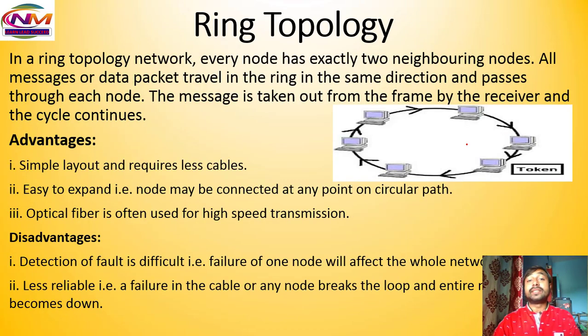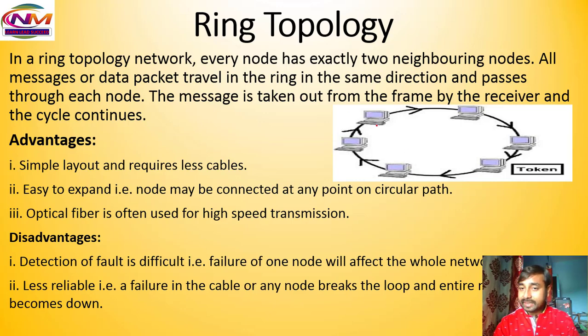This is the third one. This is called ring topology. As you can see, the computers are connected in a ring. You can see this is a computer network connected in a ring shape. Each individual computer is directly connected with two computers. So in a ring topology, every node has exactly two neighboring nodes.